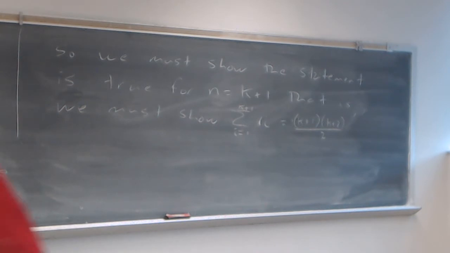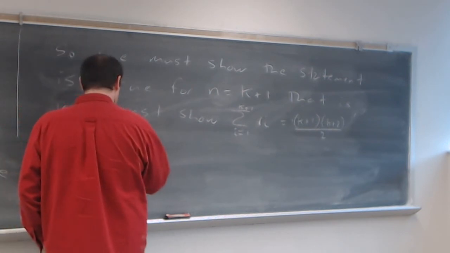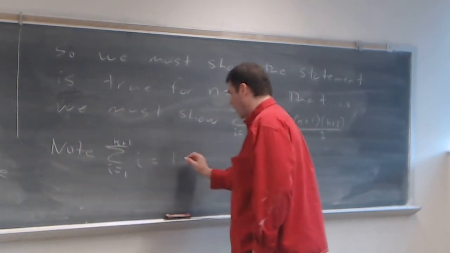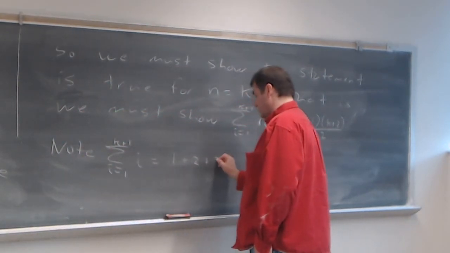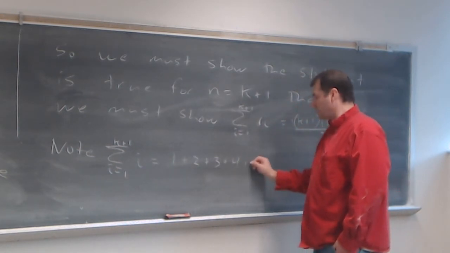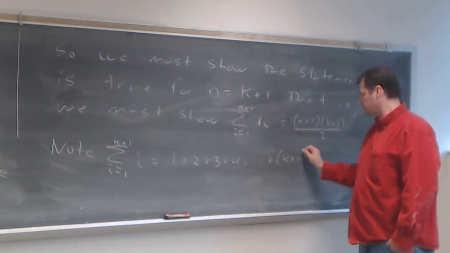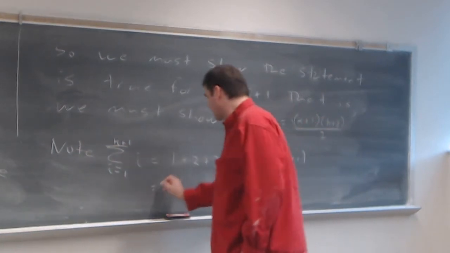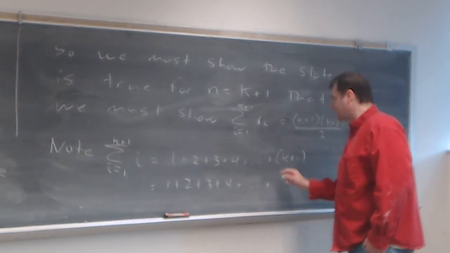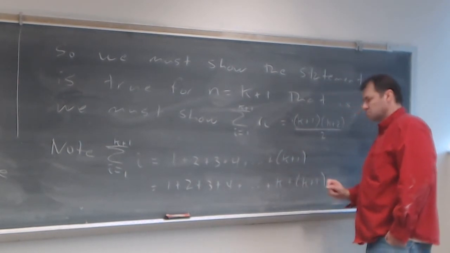All right, I'm ready. Note, this sum, as i runs from 1 to k plus 1 of i, what's it equal to? It's equal to 1 plus 2 plus 3 plus, what's next? 4. And you keep going. What's the last term that I have here? K plus 1. Okay. And that can be rewritten as 1 plus 2 plus 3 plus 4 plus, let me put in the next to last term, that's k, plus k plus 1. Is that okay?